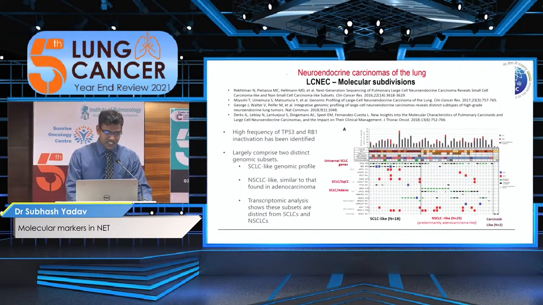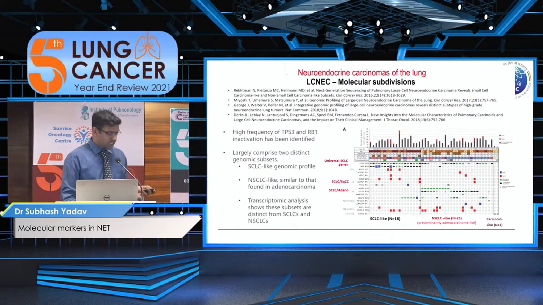Similarly, the large cell neuroendocrine carcinomas are also divided into 2 groups. The carcinomas typically harbor TP53 or retinoblastoma 1. There is a high frequency of this, and loss of RB1 is identified. Across the neuroendocrine carcinomas, be it at different sites, this P53, the tumor suppressor gene 53, and RB1 inactivation is uniformly found.